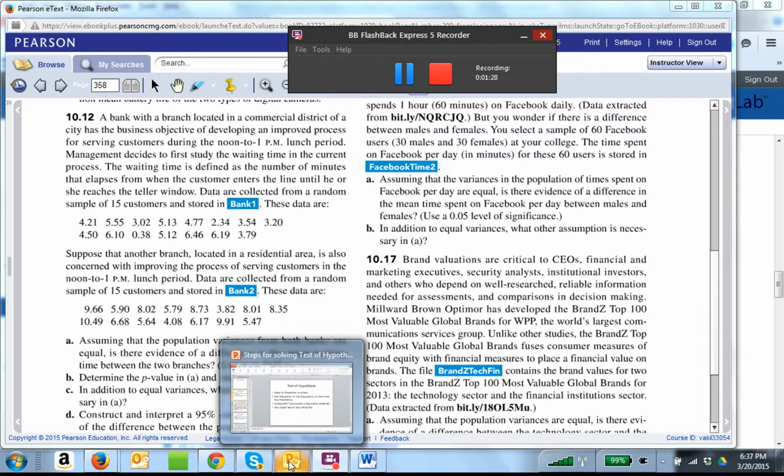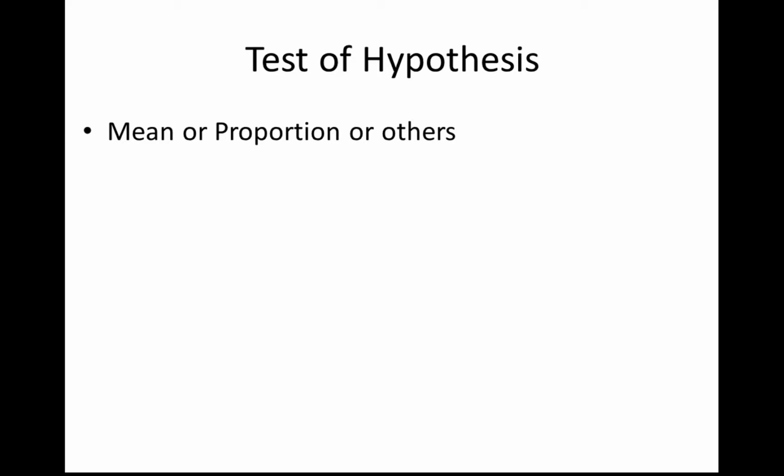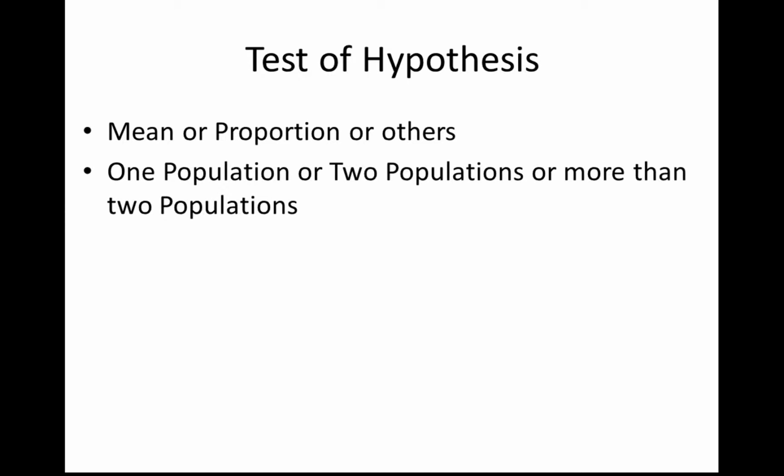Let me go to PowerPoint and show you my general approach to this type of problem. The very first thing I do is find out if it's about the mean of a population, or the proportion of a population, or other things. Clearly this problem is about the mean of a population. The second thing I need to determine is whether this problem is about one population, two populations, or more than two populations. I have no problem with this one because I know I have two populations.